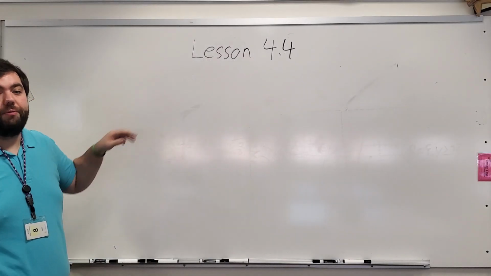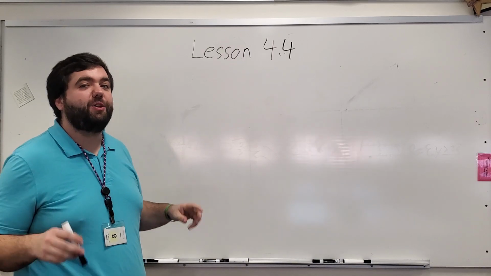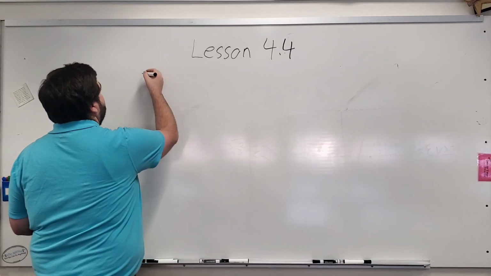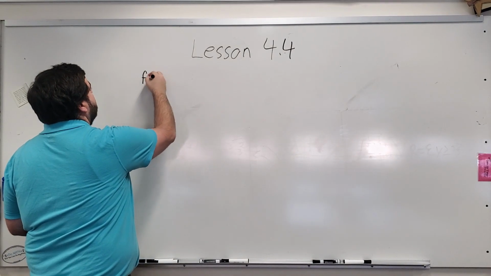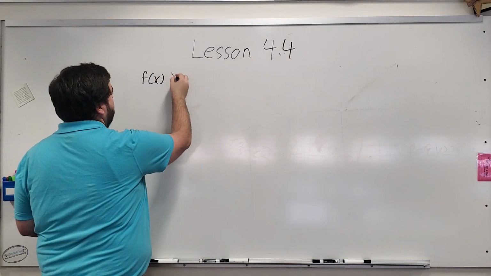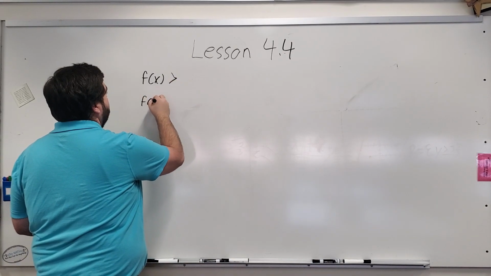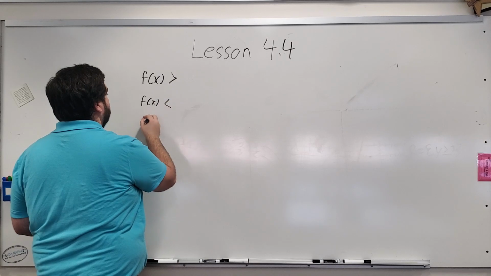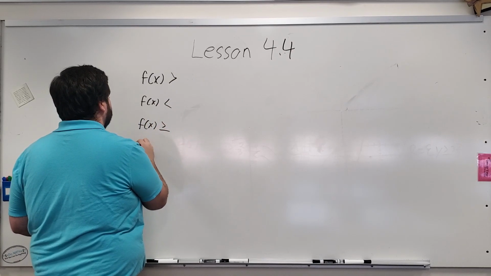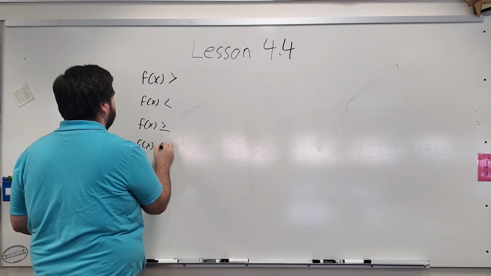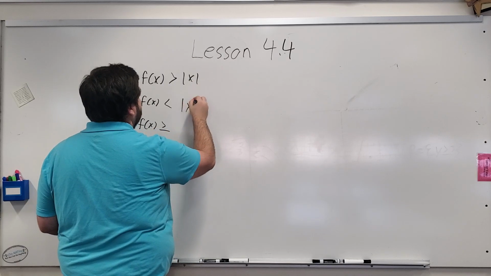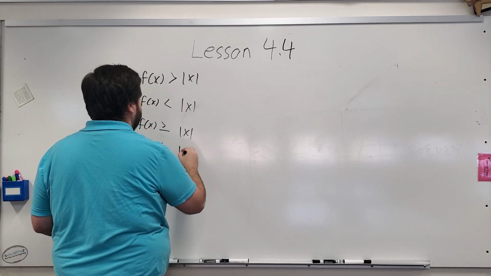So now we're on to 4.4, and this is absolute value inequalities, right? So now instead of an equal sign, we're going to have f of x and then some inequality. So we can have f of x greater than, f of x less than, f of x greater than or equal to, and f of x less than or equal to. And then it's absolute value of x, some form of this, right?